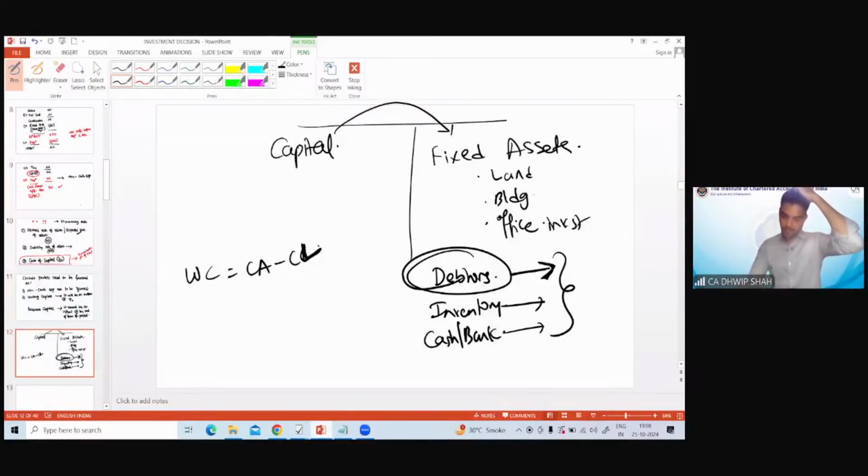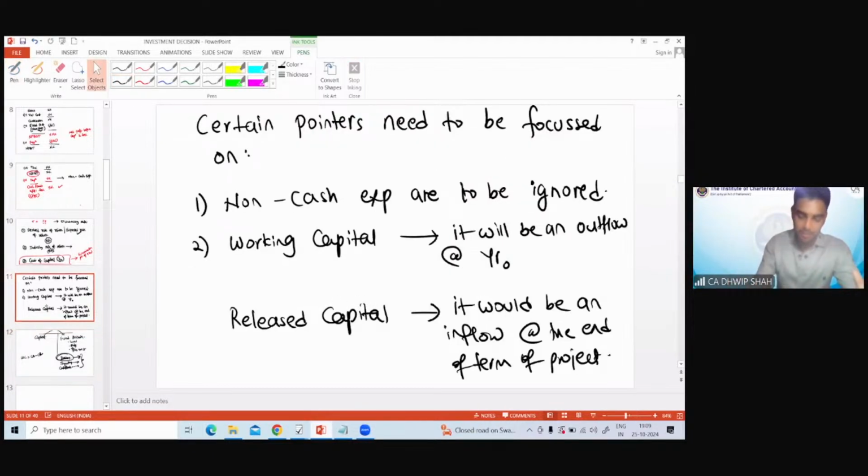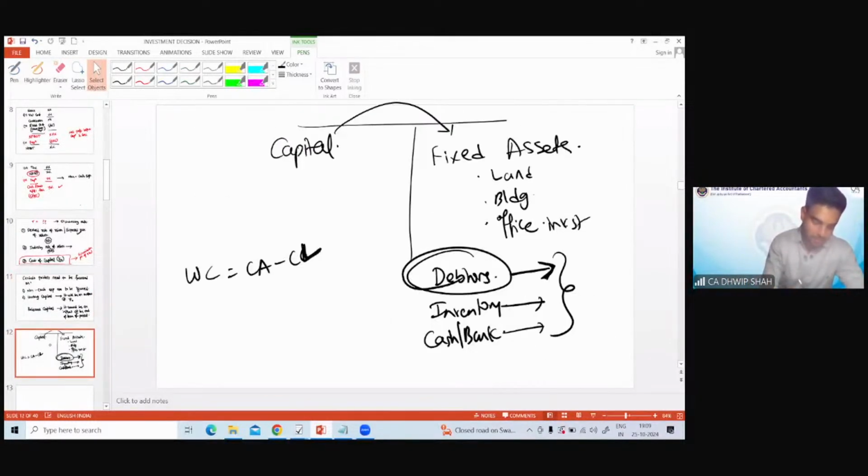WC is working capital. You need to get familiar with these short denotations in financial management, because in the practical world, when you become a financial manager, they will not write the entire terminology. They will just write short abbreviations like CA. My company CA is so and so, my company CL is so and so. So you need to get familiar with these terminologies. Okay, so my release of working capital will be an inflow. So this was the second point.